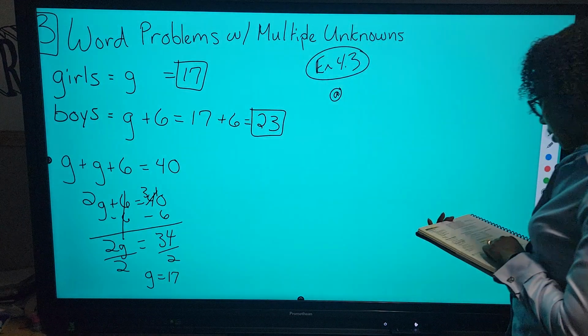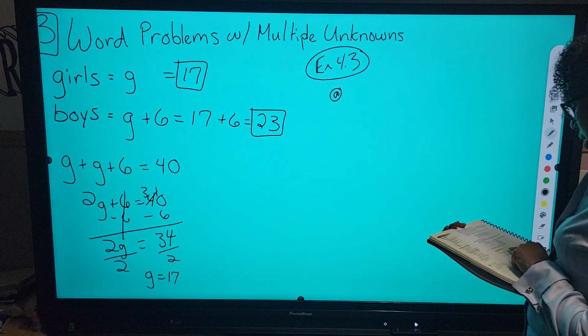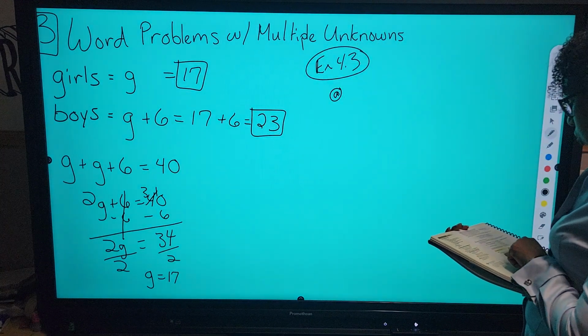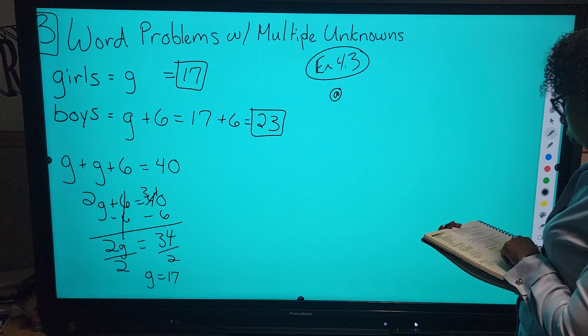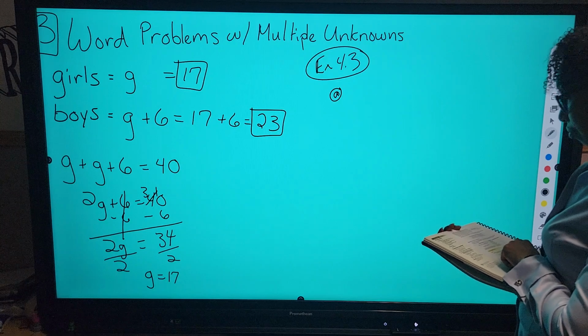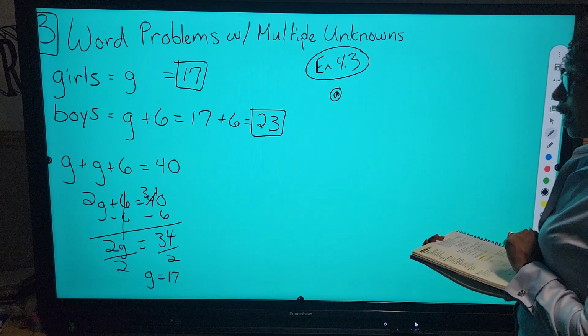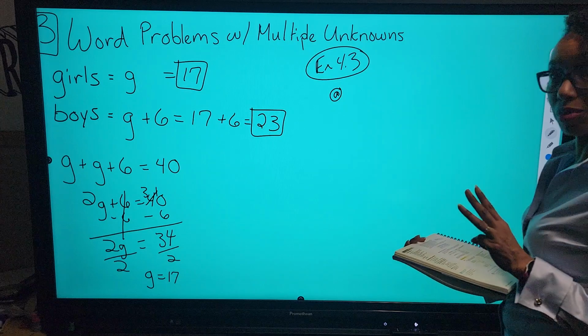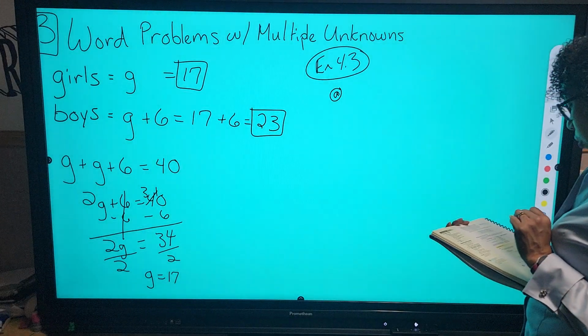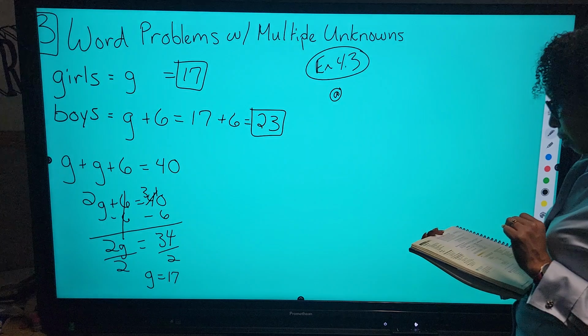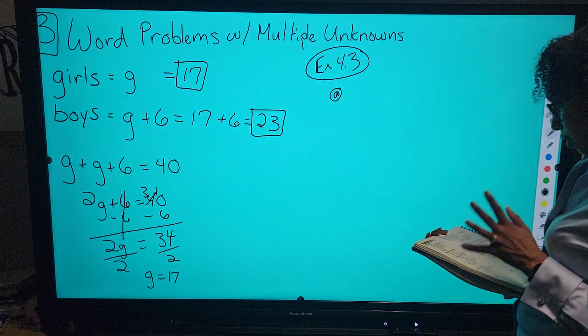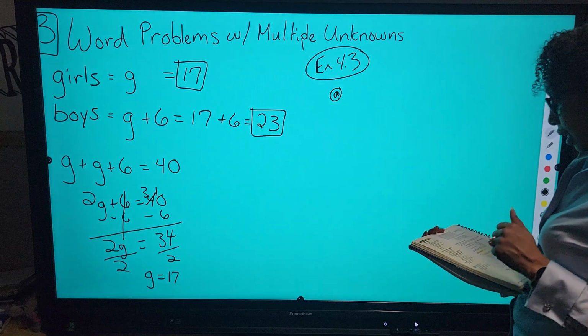It says, the sum of 3 consecutive numbers is 189. What are the 3 numbers? Okay, well, the first thing I gather here is that we're looking for 3 numbers. All right, so I'm going to go back and read it again. The sum of 3 consecutive numbers is 189.